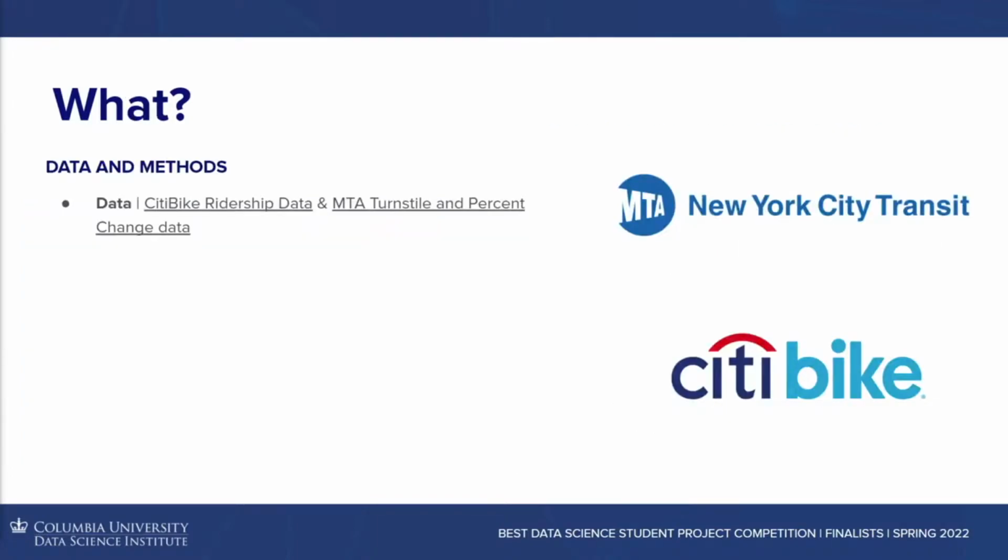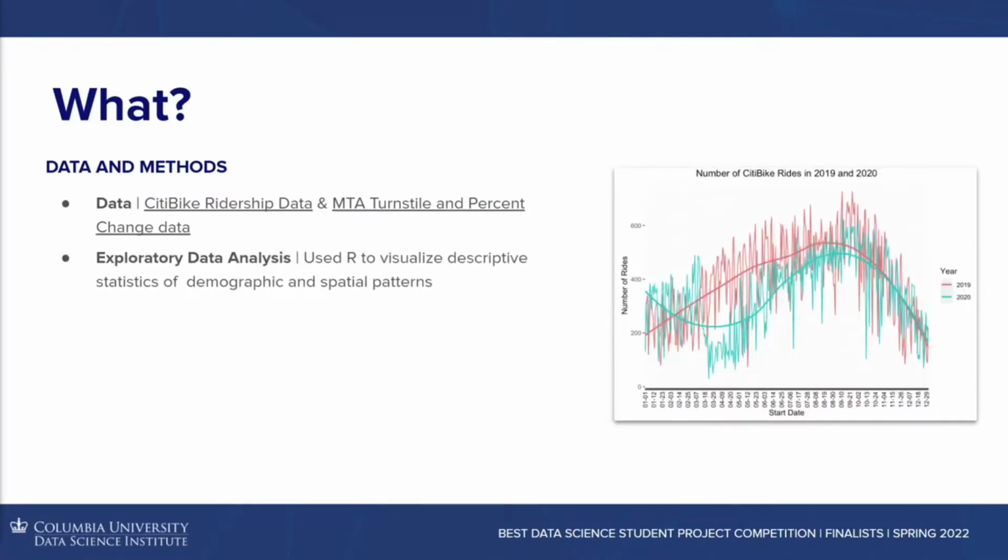We used publicly available data from CitiBike on ridership and from the New York Metropolitan Transportation Authority on turnstile and utilization changes. We used R and the tidyverse package to import and clean the data. We then conducted exploratory data analysis with the aim to visualize descriptive statistics of the demographic and spatial patterns.